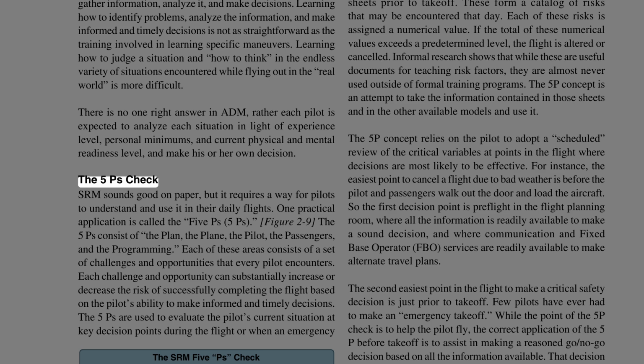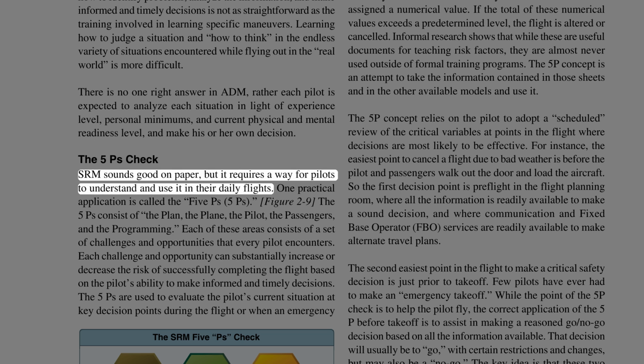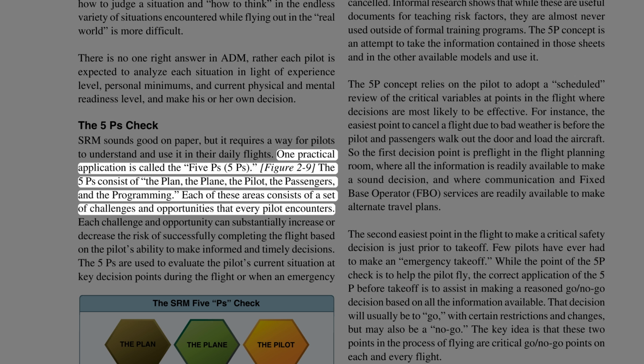The 5 Ps check. SRM sounds good on paper, but it requires a way for pilots to understand and use it in their daily flights. One practical application is called the 5 Ps. 5 Ps, Figure 2-9. The 5 Ps consist of the plan, the plane, the pilot, the passengers, and the programming.